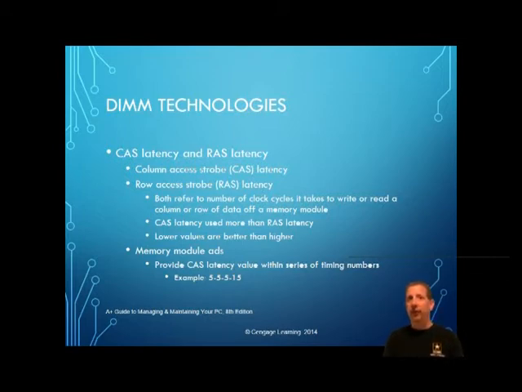Now, CAS latency is used more than RAS. Lower values are better than higher ones. So, for example, a CL8 is a little faster than a CL9. Now, memory modules sometimes give you the CAS latency value within a series of timing numbers, such as 5-5-5-15. The first value is the CAS latency, which means the module is CL5.